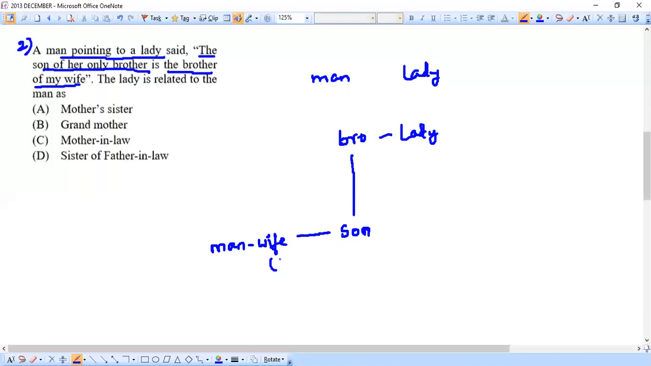So this man is a male, she is a female, his wife, and this person, he is the son, right? He is a male. And this one is a male, and ending with the lady, she is a female.